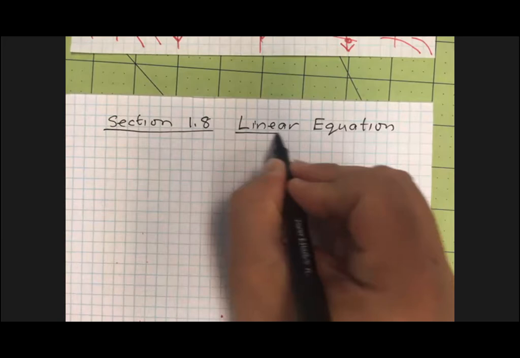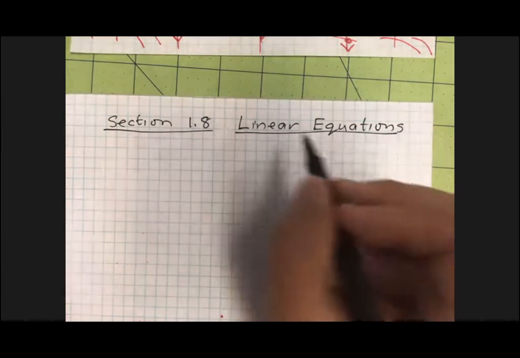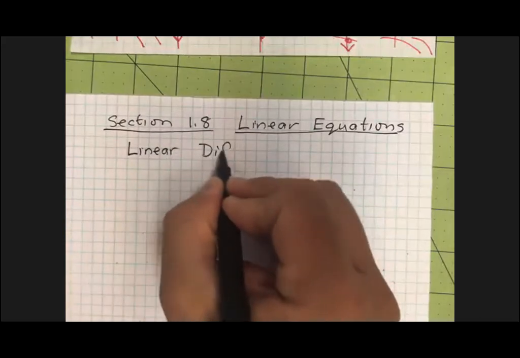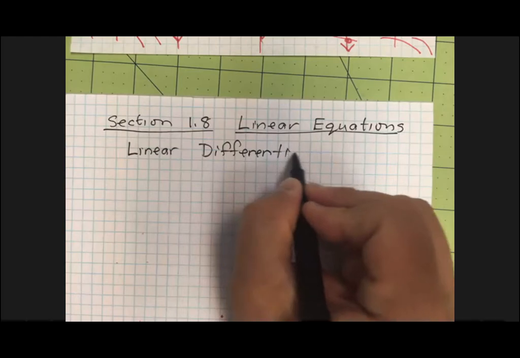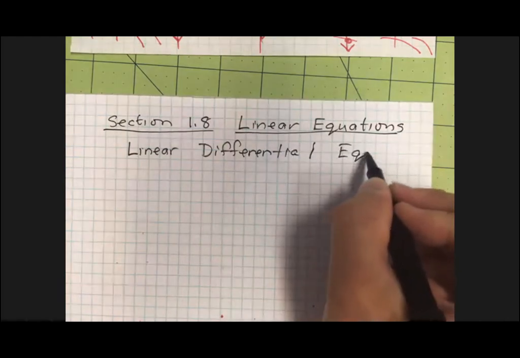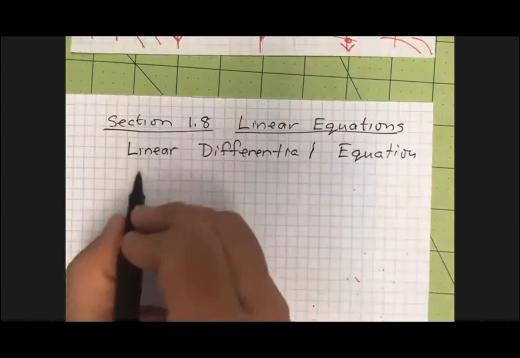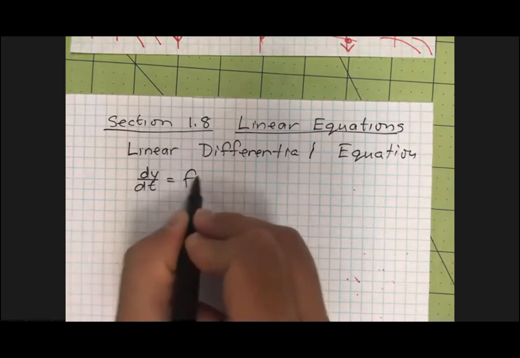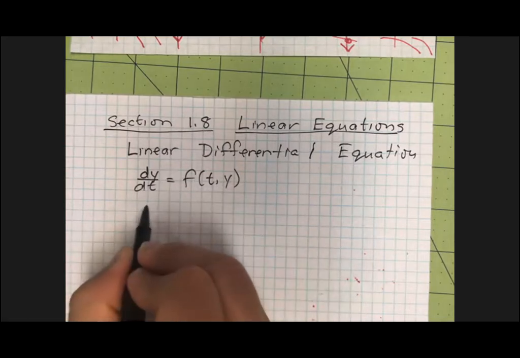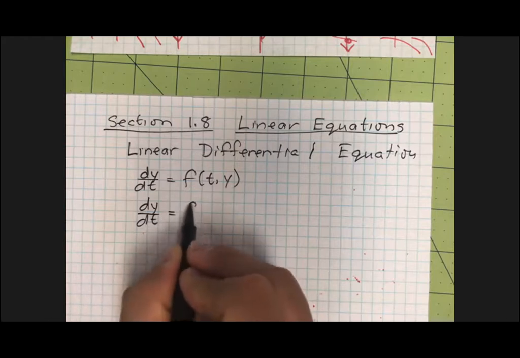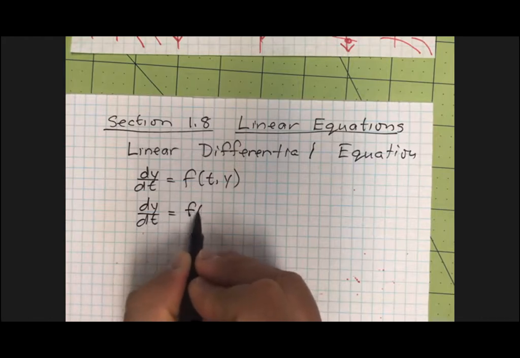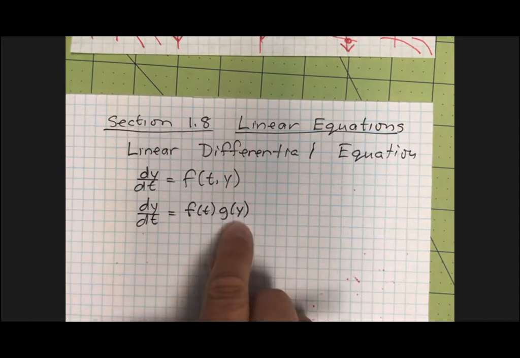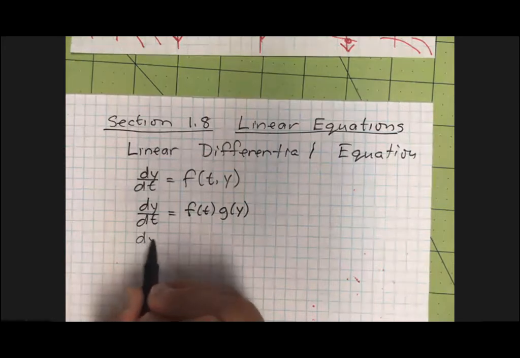It's time for me to tell you what a linear differential equation is. So we've had special equations, right? Here's the general differential equation: any messed up combination of t's and y's that I please. Here's a separable differential equation. I can separate by multiplication the t's and the y's possibly. Here's an autonomous differential equation.